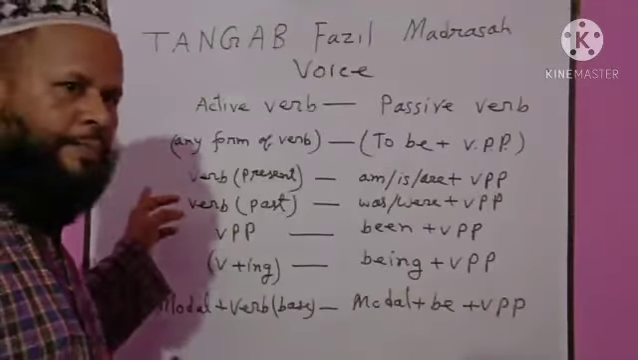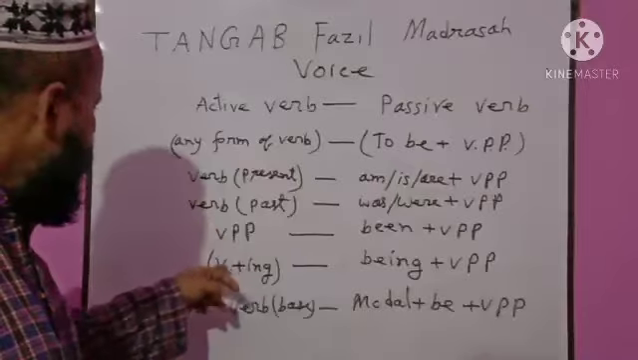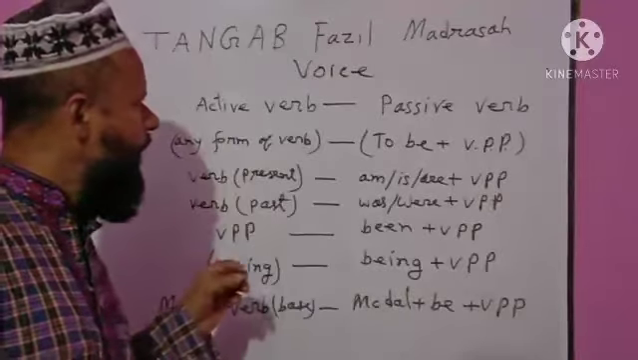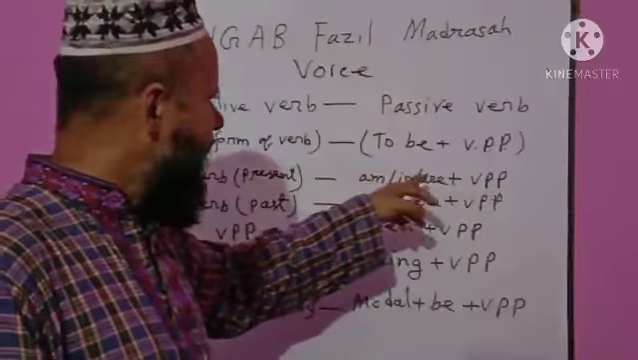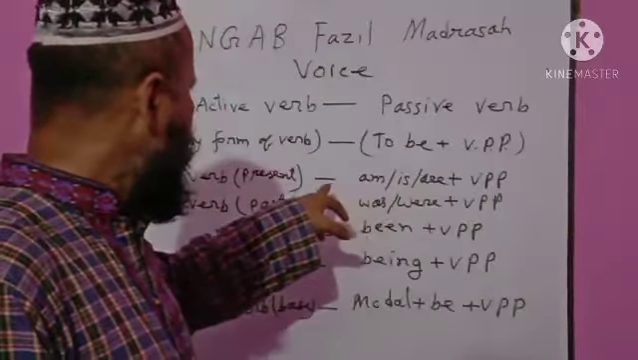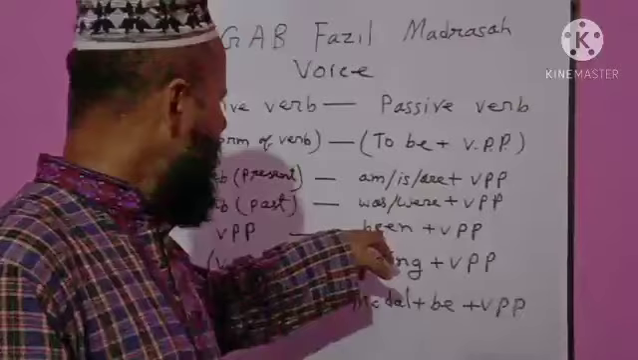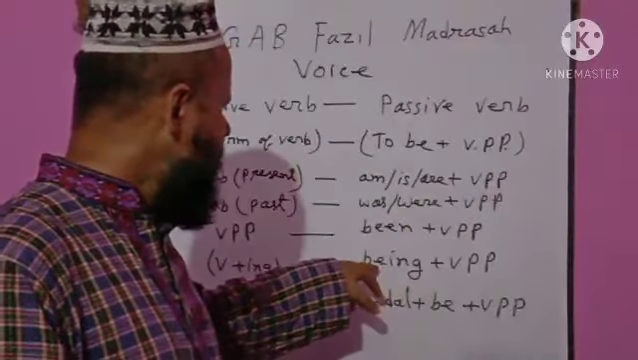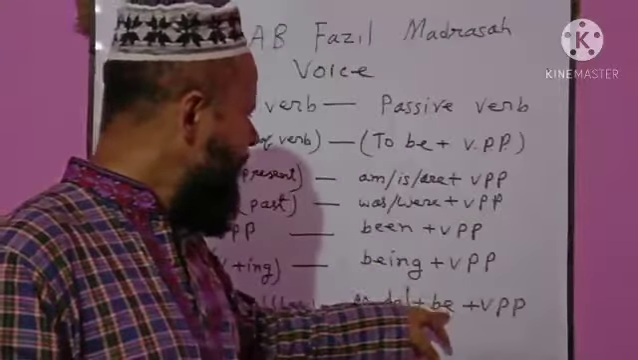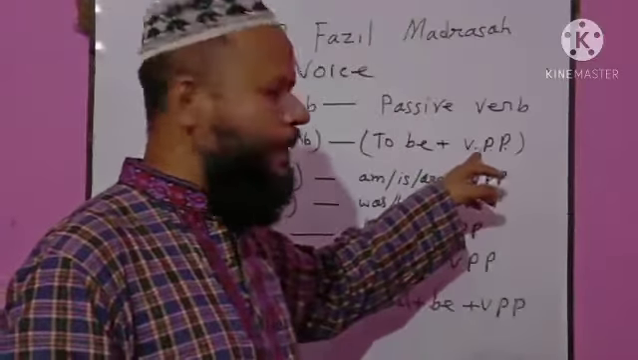You can easily memorize the structures: verb present, verb past, past participle, verb plus ing, and modal plus verb base form in active verb. And in passive verb, to be and past participle of verb. To be, in present form, is am, is, are. Past form, was, were. Been, past participle. Being, verb plus ing. And after modal, be is used. And the main verb will be past participle.